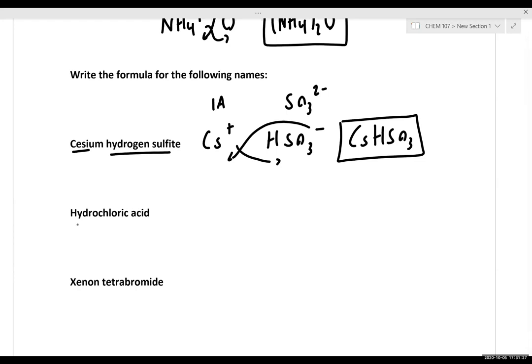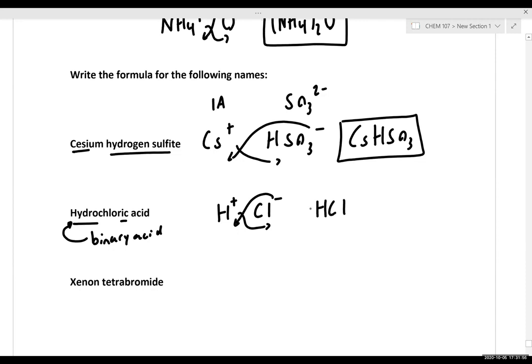Let's look at this next example. Hydrochloric acid. This is a binary acid. We can tell by the hydro prefix. So chloric is derived from chloride. So to write our formula, we take H plus and we cross our charges with Cl minus. So this hydro prefix tells us we have a binary acid, and so our formula would be HCl.